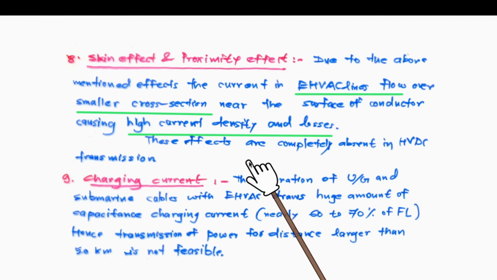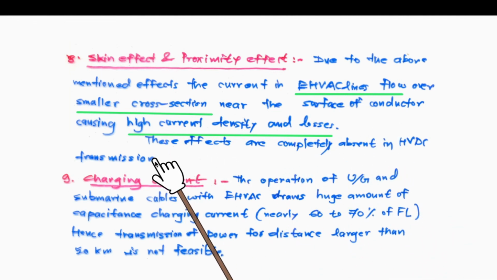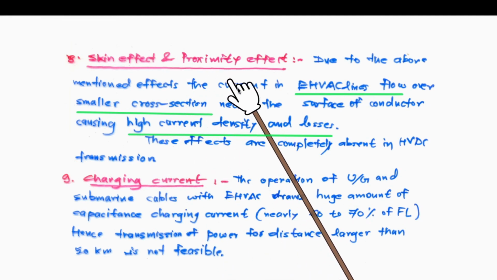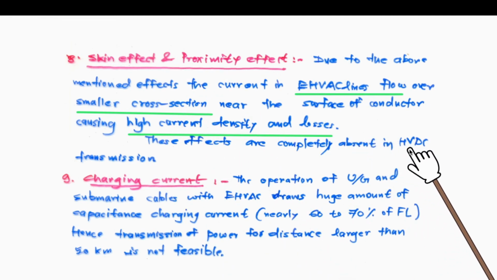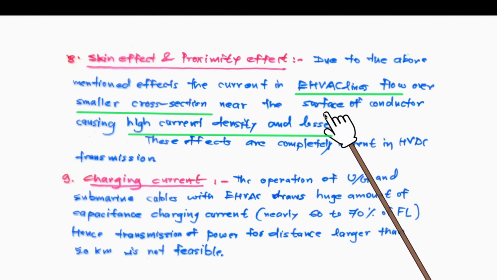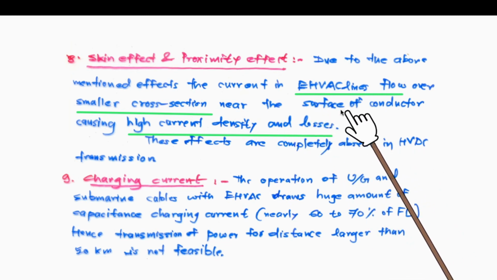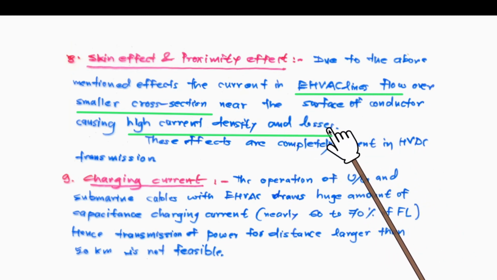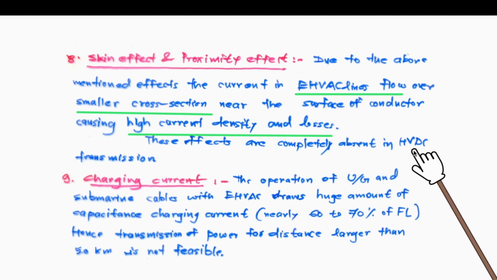But these effects are completely absent in case of HVDC transmission. Skin effect, proximity effect, it does not affect the HVDC system. As a consequence, losses are lesser in case of HVDC. Losses means directly it is the cost, isn't it? So it reduces the cost. Next is the charging current.